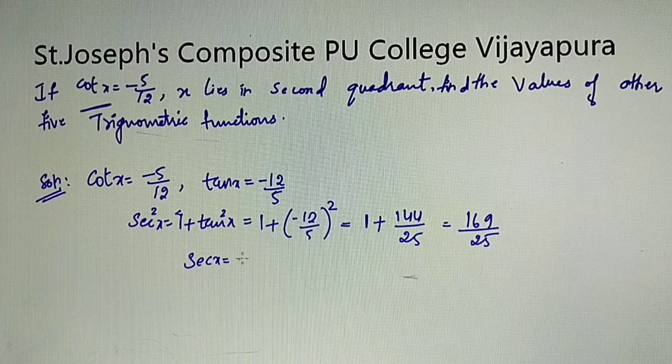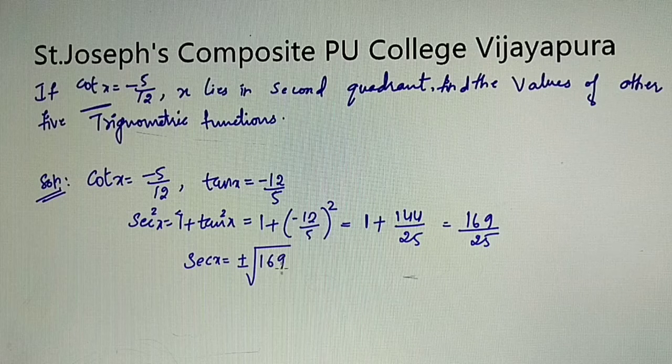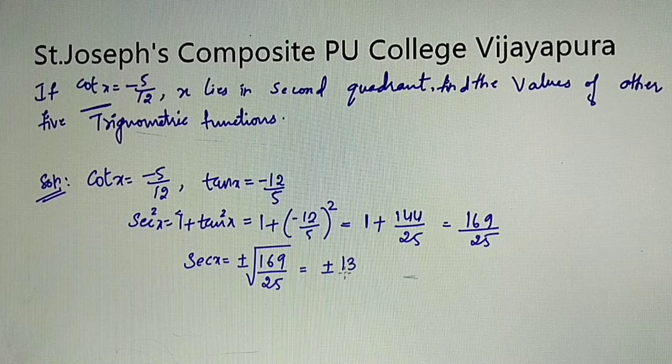So sec x we get plus or minus root of 169 divided by 25, which is equal to plus or minus root of 169 is 13 and root of 25 will be 5. So here we get sec x is equal to plus or minus 13 by 5. Here sec x is, one is 13 by 5 and one more is minus 13 by 5. So in that, which one do we have to take, plus or minus?